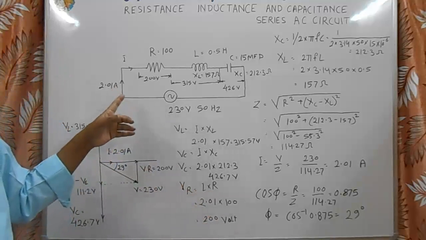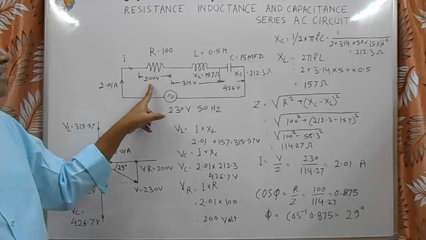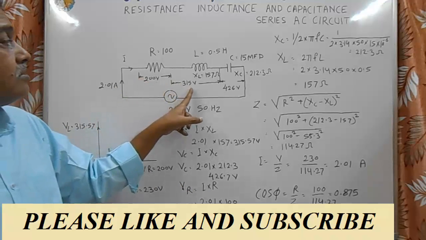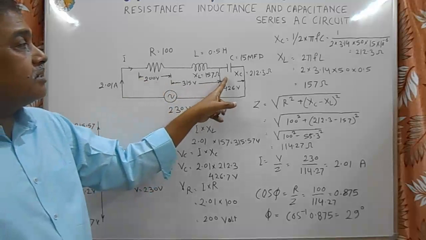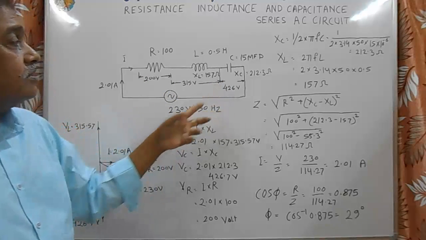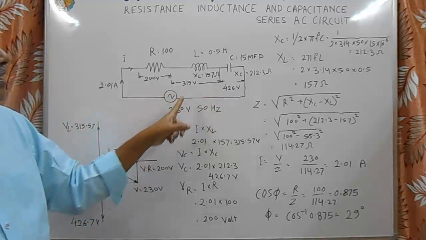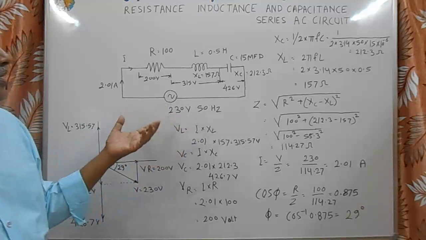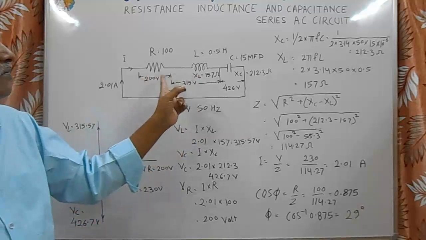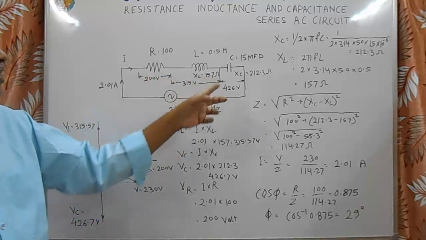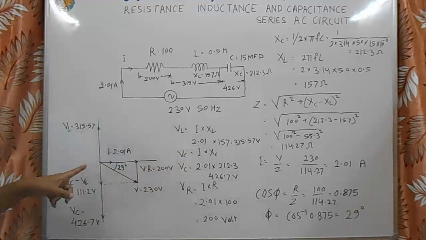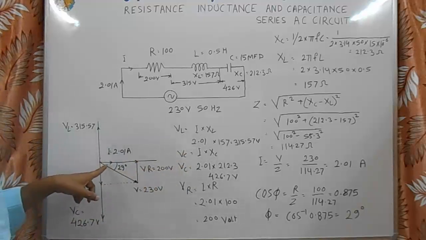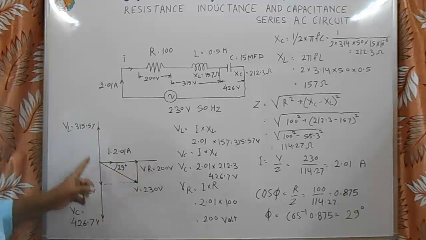So we see the voltage across resistance is equal to 200 volt, voltage across inductance is equal to 315 volt, and voltage across capacitance is equal to 426 volt. So we see that 315 volt is more than 230 volt, and 426 is also more than 230 volt. So we will find the total voltage with the help of vector summation of these three voltages. Here the vector diagram is shown. In this vector diagram, we will take current as the reference vector. This 2.01 ampere current is the reference vector, on the horizontal line.